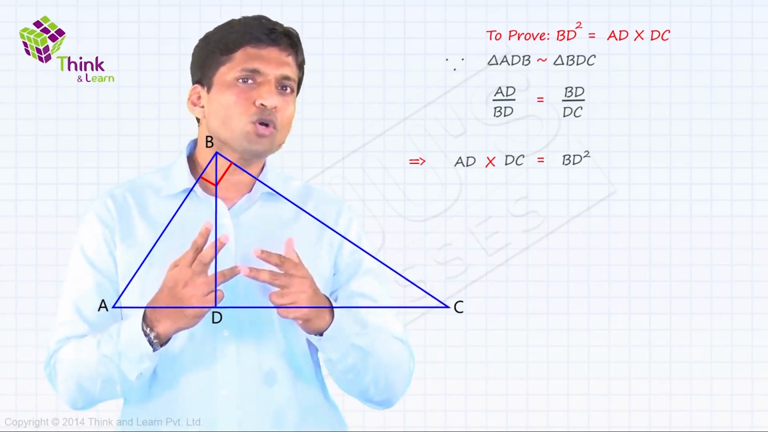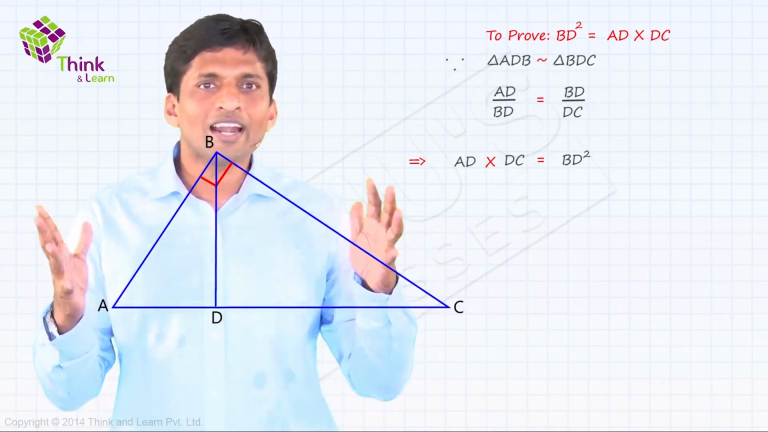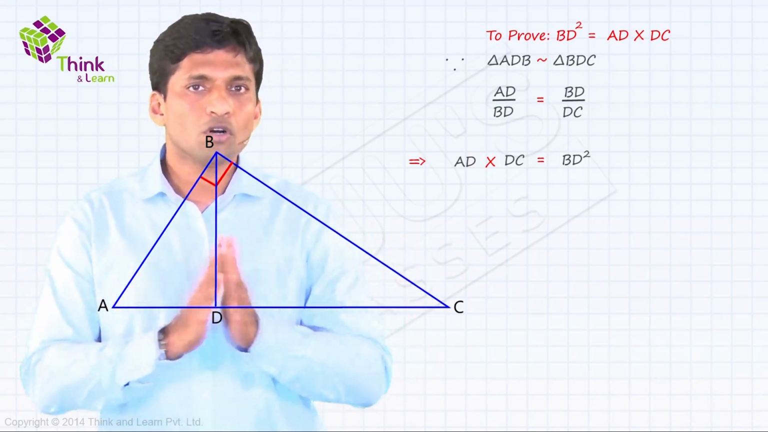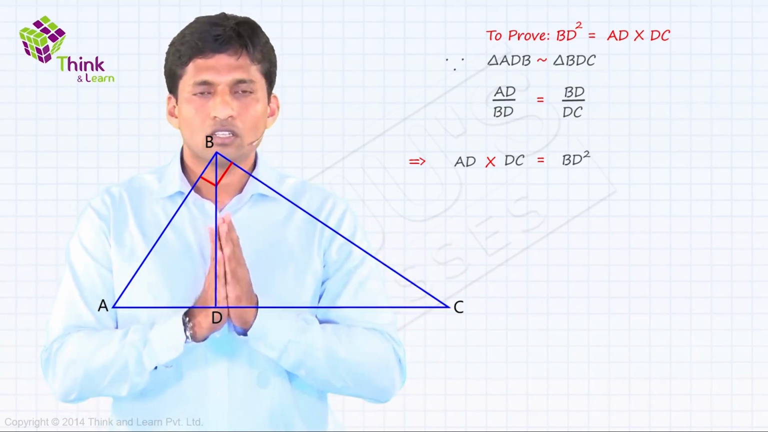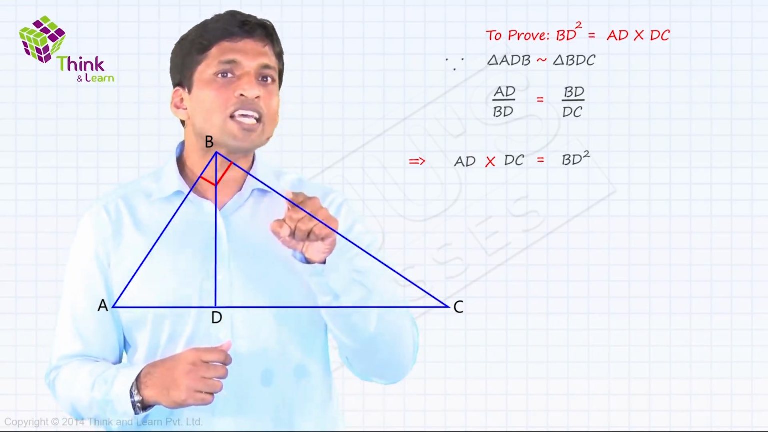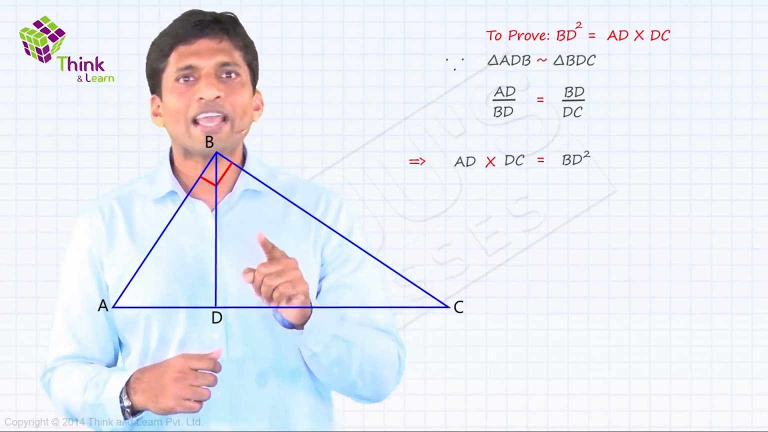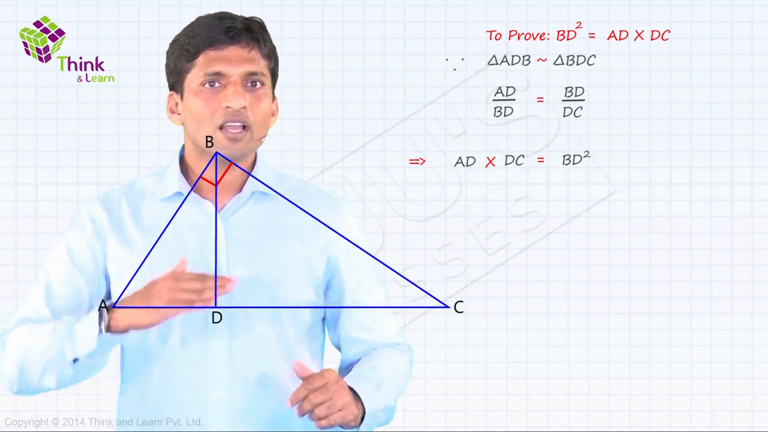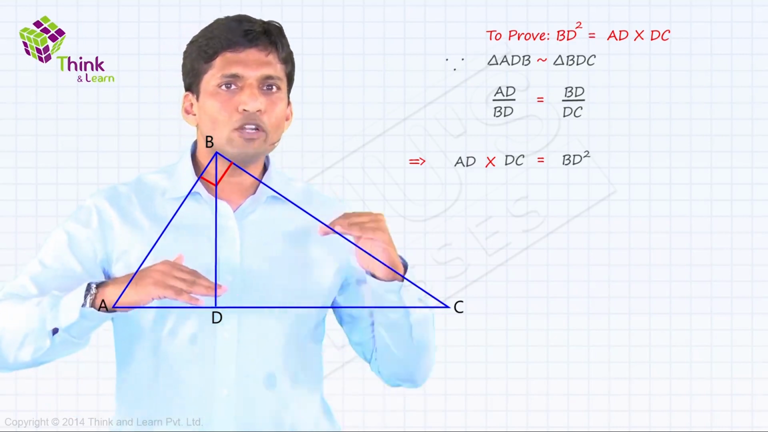Now, I'm going to show this in a diagram, and that will be much more interesting and very simple. So that is for your understanding. We can prove this also in a diagram. Just like how you visualize Pythagoras theorem in a very simple diagram, in a very interesting way, this BD square equal to AD into DC.